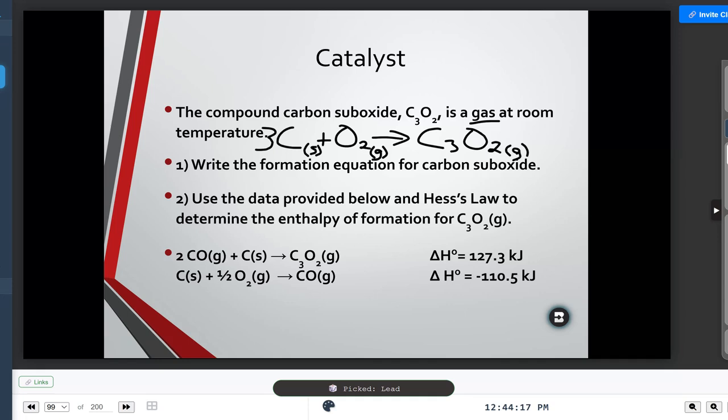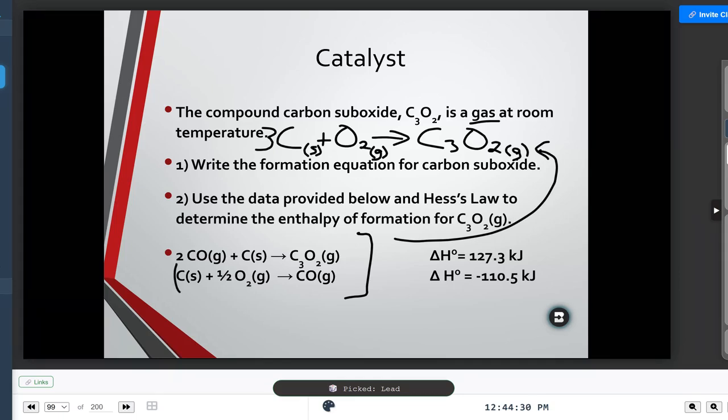All right, then we are wanting to take these two equations and use those to come up with our answer, which is that, right? That's our answer. So how am I going to do that? All right, multiply the second equation by 2. And then what are we going to do over here? Good. We multiply our enthalpy by 2 as well.